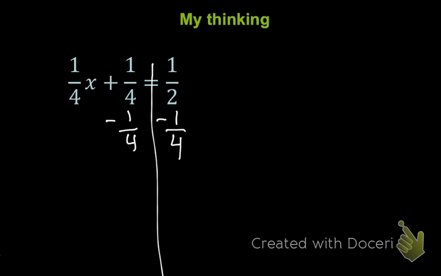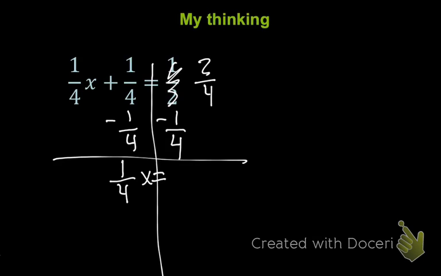Okay. Now, when I'm subtracting 1/4, I can't actually do that because 1/2 minus 1/4, I have to have a common denominator. So I'm going to change 1/2 to 2/4. Now I can subtract. So 1/4 x equals 2/4 minus 1/4 is 1/4. Then I have to get rid of my 1/4. So I'm going to divide both sides by 1/4.